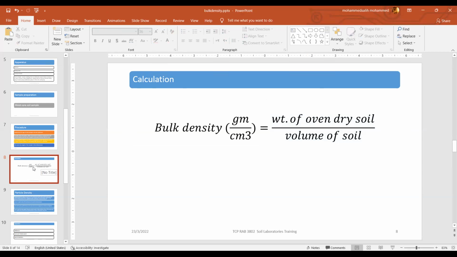Do you want to discuss a little about bulk density before we go to the particle density, or we finish them both and then we discuss? What do you prefer? For me, continue and then we discuss later. I don't know.